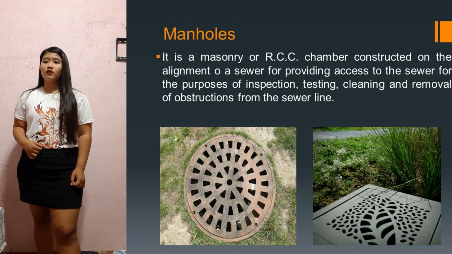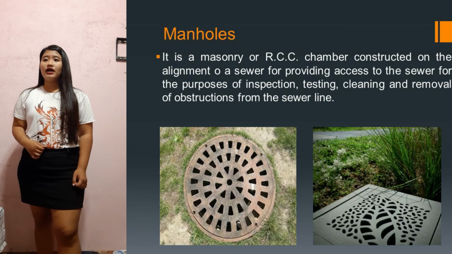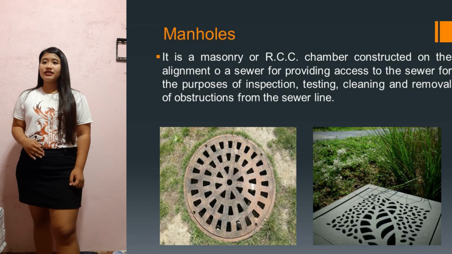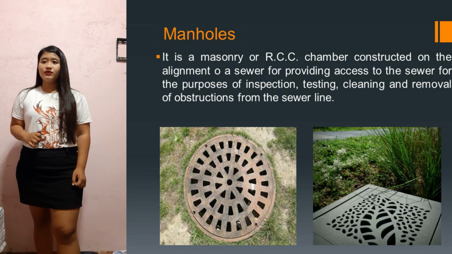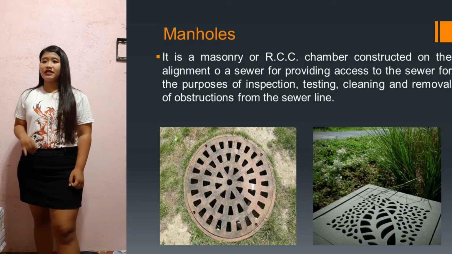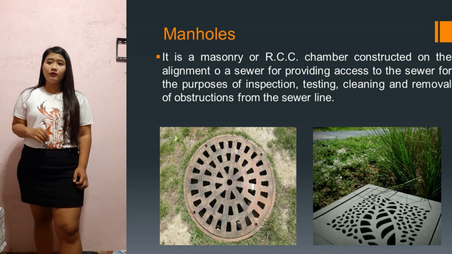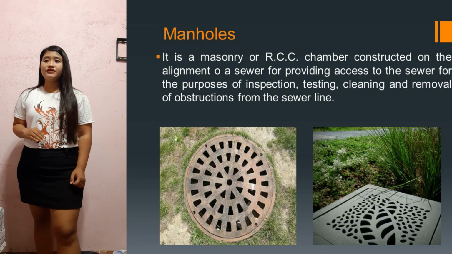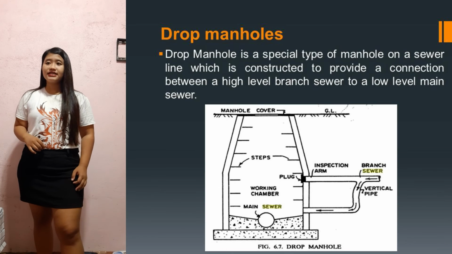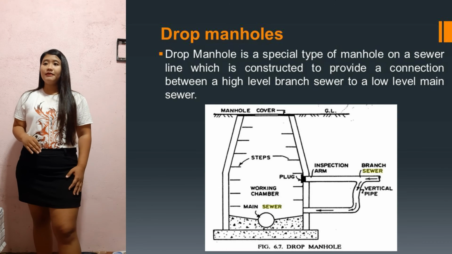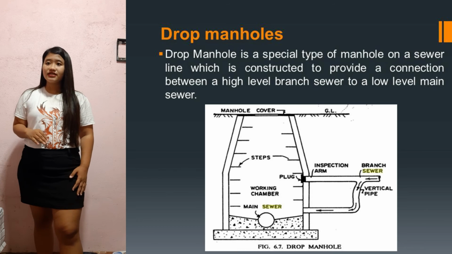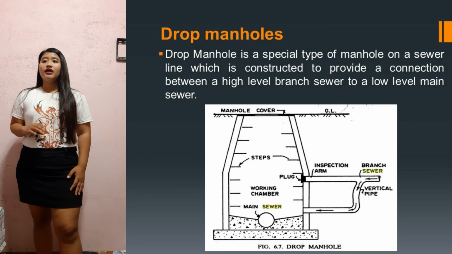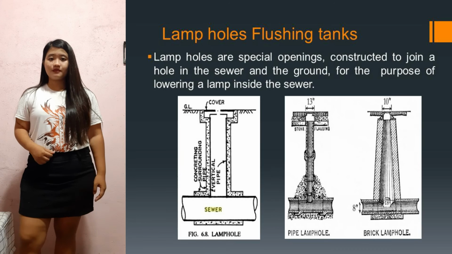Next is manholes. It is a masonry or RCC chamber constructed on the alignment of a sewer for providing access to the sewer for the purposes of inspection, testing, cleaning, and removal of obstructions from the sewer line. So next is drop manholes. Drop manhole is a special type of manhole on a sewer line which is constructed to provide a connection between a high-level branch sewer to a low-level main sewer.